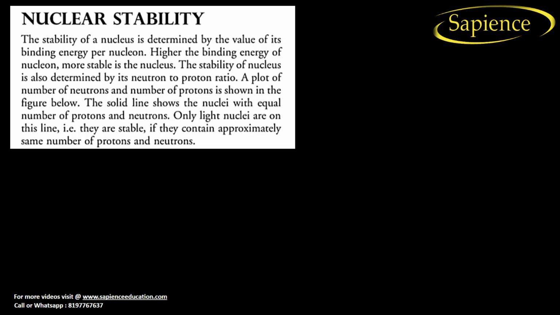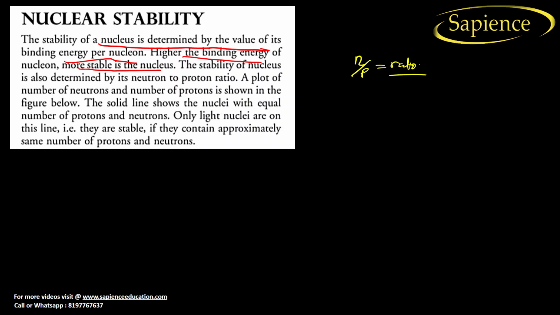Now we will talk about nuclear stability. The stability of a nucleus is determined by the value of its binding energy per nucleon. The higher the binding energy per nucleon, the more stable is the nucleus. So we have already discussed these things. The stability of the nucleus is also determined by its neutron to proton ratio, neutron divided by proton.